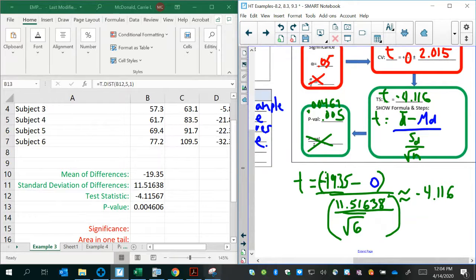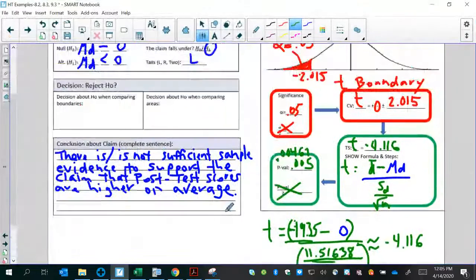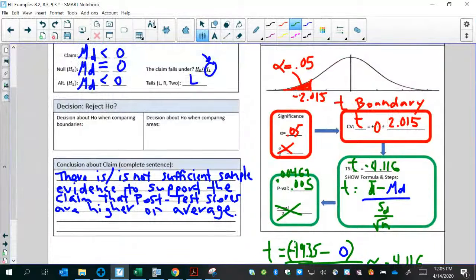Okay, so now we're ready. Now that we have completed our sketch, we have the red couple, we have the green couple, we just need to put them in the picture. So the test statistic is back here, negative 4.116. And the area to the left of that is the p-value of 0.00461.